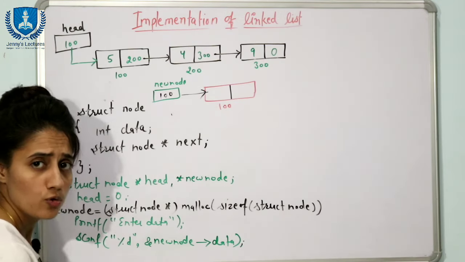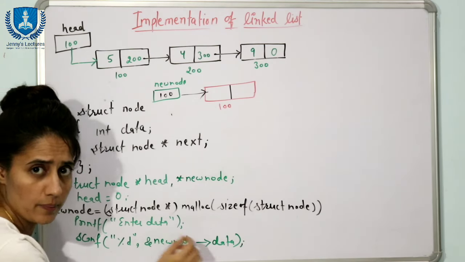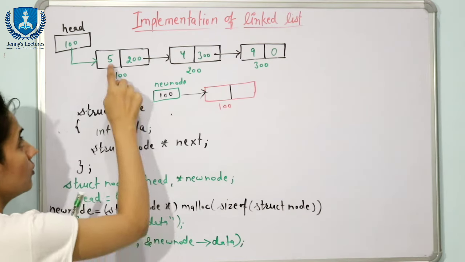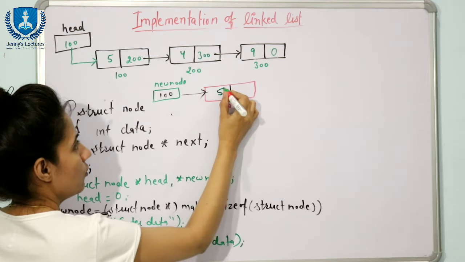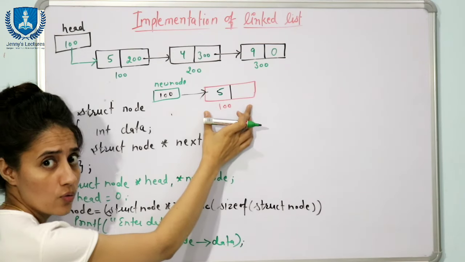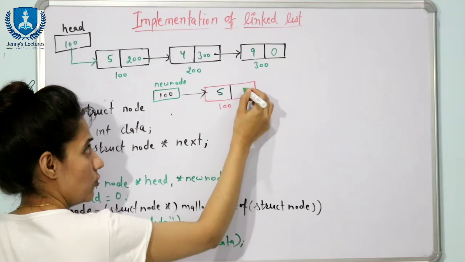Using the dot operator you can also do it, but here I am using this arrow method because it is easy to use. Now see, suppose the user has entered this 5. So here you will write 5. And in this part, now we have only one node, so here you can insert null or 0.